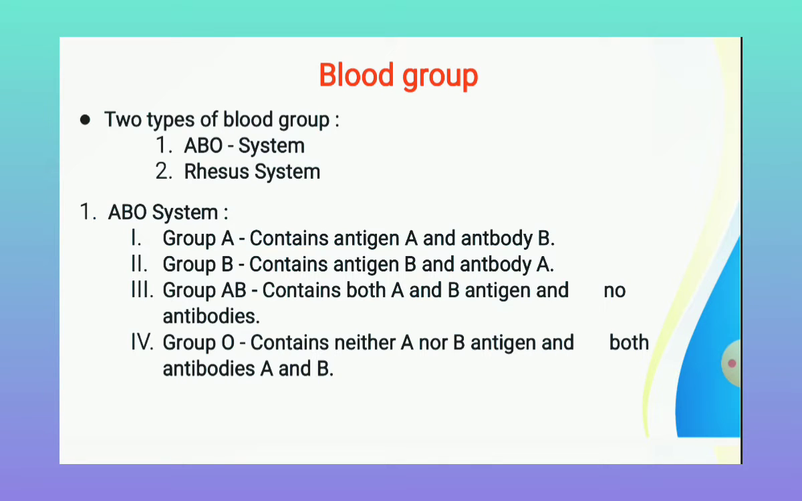Blood group AB contains both A and B antigens but no antibodies. And group O contains neither A nor B antigen, and has both antibodies A and B. That means there is no antigen in the O group.